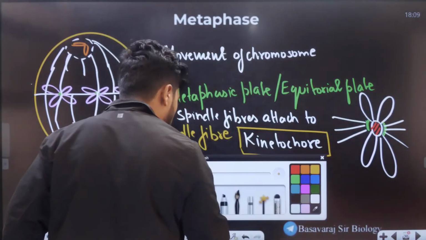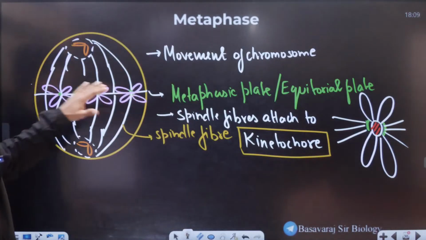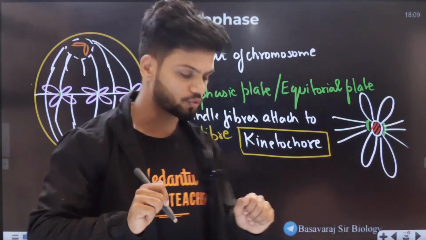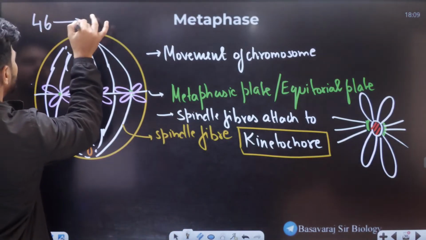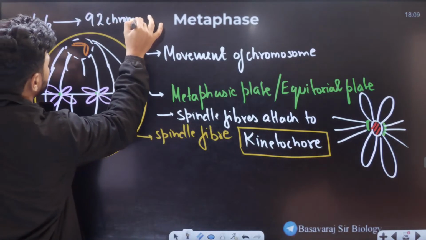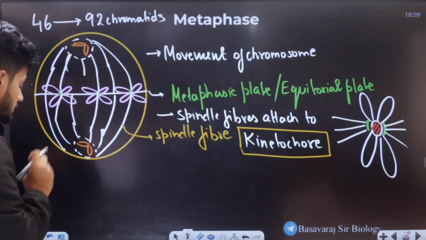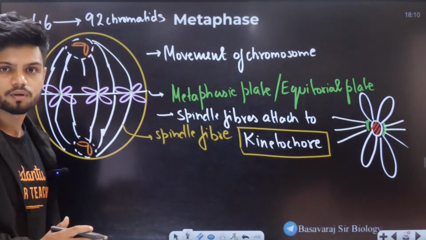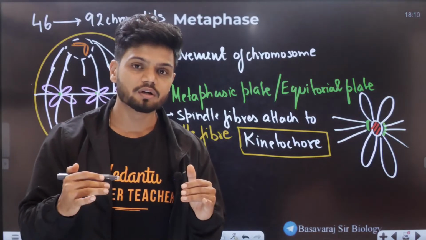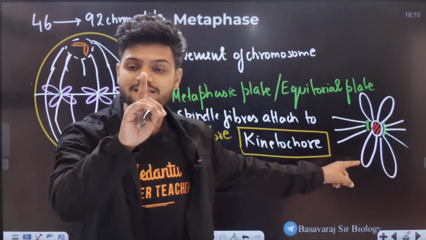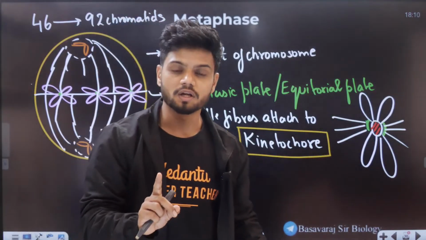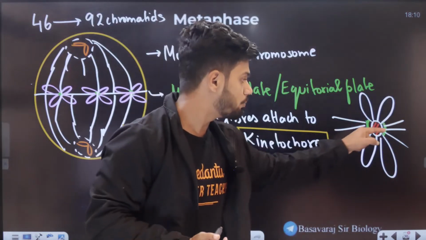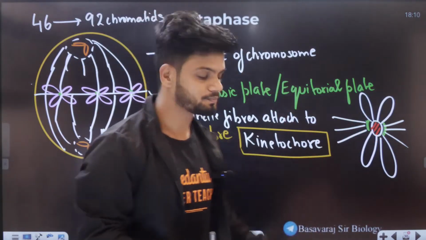Now students, how many chromosomes are there in this cell, tell me? There are totally 46 chromosomes, which have 92 chromatids. Please remember this also. Now students, understand here: every chromosome has spindle fibers attaching from how many sides? Both sides, not a single side. Why is it important? Because in meiosis, it is going to be only one side. So remember, spindle fibers attach from both sides to one chromosome.